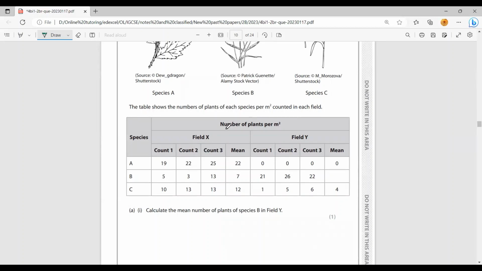These are 3 species, and here I have the number of plants per meter squared under the subheadings field X and field Y, and each one has 3 counts. These are their repeats, and the mean, of course, the average in both fields. Calculate the mean number of plants of species B in field Y. The question goes to Farah.